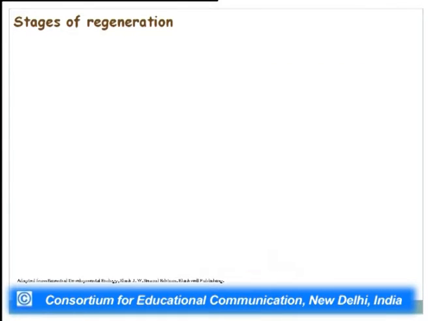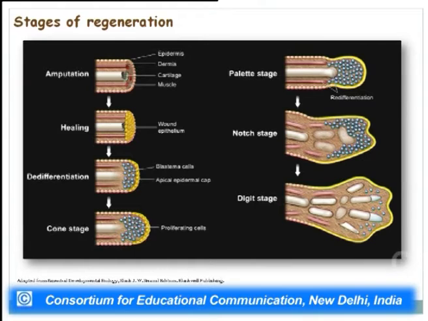So let's look at the stages of regeneration. There is an amputation that occurred, shown histologically also, and then healing occurs, so a wound epithelium is formed on the top. There is a dedifferentiation, with an apical cap underlying this area. When dedifferentiation of cells occurs, it is called the blastema. So those blue ones are the blastema cells, and the upper yellow ones are the apical epidermal cap. Then comes the cone stage, in which there is a bud formation and it just elongates a bit.